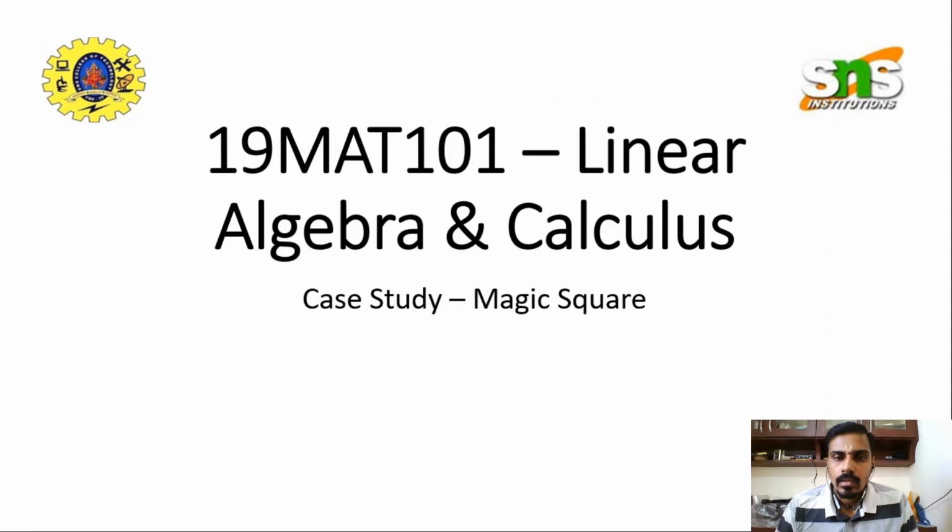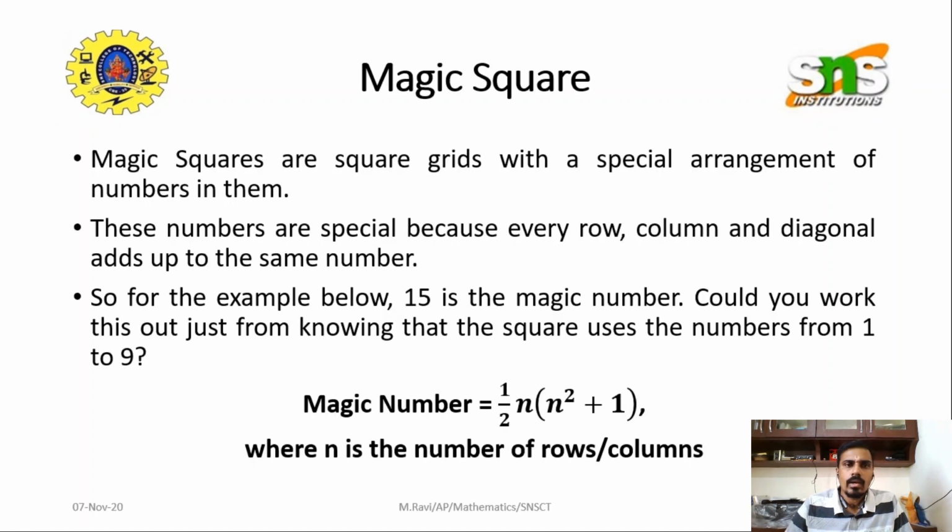Good morning, all. Today we are going to see a case study on the topic of magic squares. What is a magic square? A magic square is a square grid with a special arrangement of numbers in it. These numbers are special because every row, column, and diagonal adds up to the same number. So for the example below, 15 is the magic number.